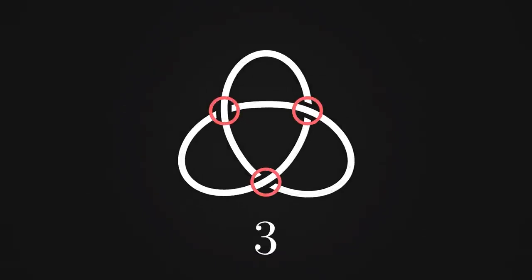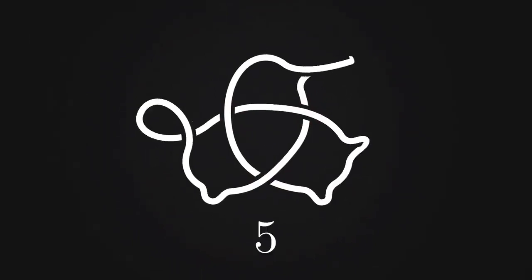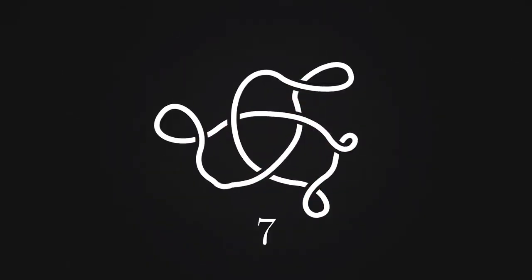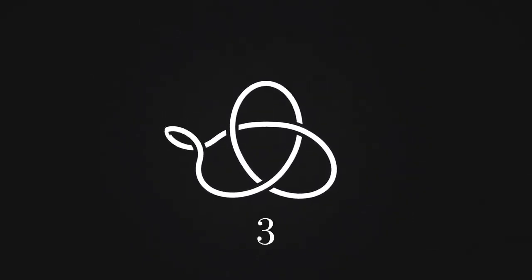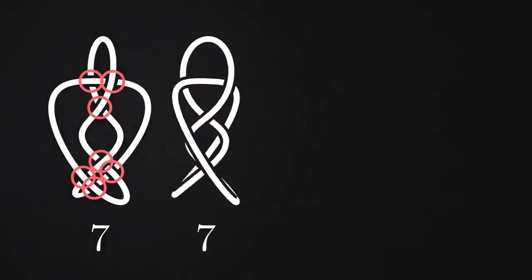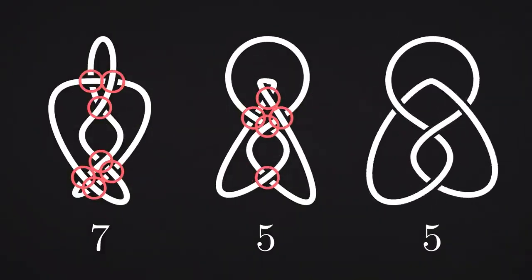You can put extra crossings into any knot, like just throw in a bunch of twists. Different variations of the same knot are known as different projections of that knot. Crossing number measures the least number of crossings a knot can have, but it only works for the simplest projection of a knot, also known as its reduced form. But it's difficult to ensure that a knot is fully reduced.